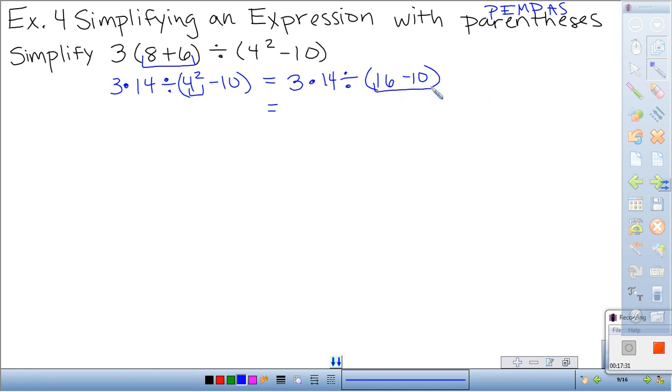Now I'll do 16 minus 10. So 3 times 14 divided by 16 minus 10 is 6. And according to PEMDAS, since I only have multiplication and division left, I just need to work those left to right. So 3 times 14 is 42 divided by 6. 42 divided by 6 is 7.